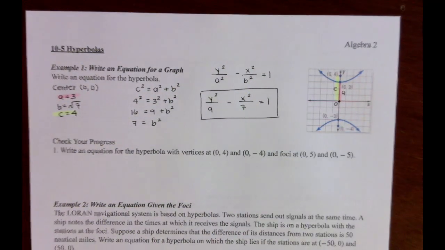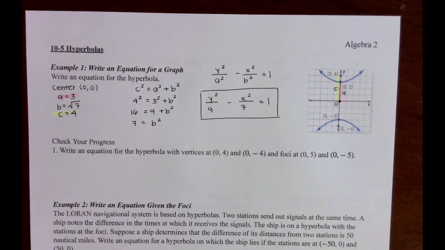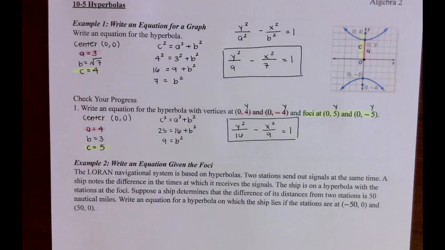So why don't you try CYP1 and then come check your answer when you're done. You should have gotten y squared over 16 minus x squared over 9 equals 1. If you got that right, you can move on to example 2. If not, here's your explanation.